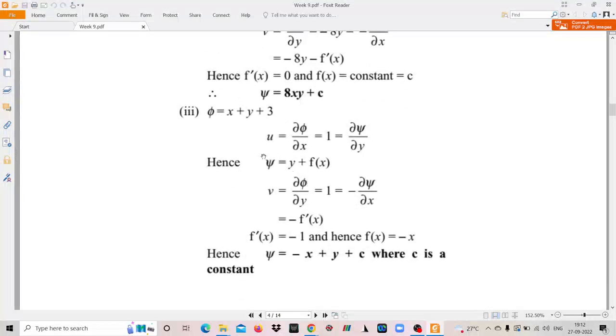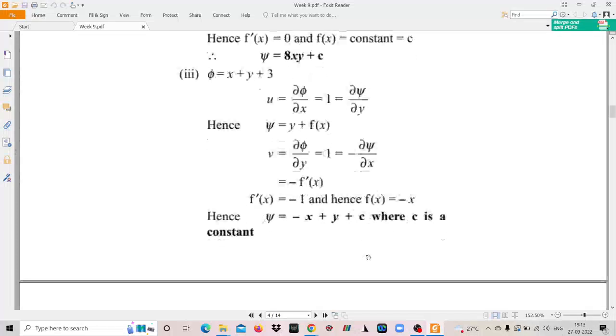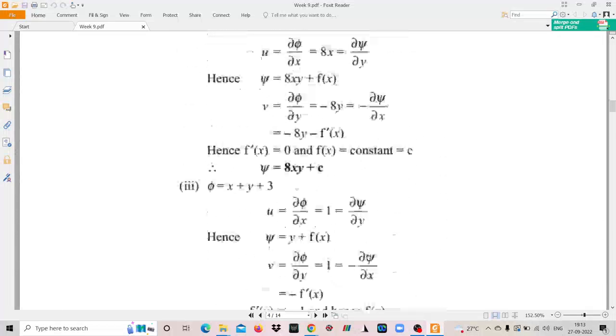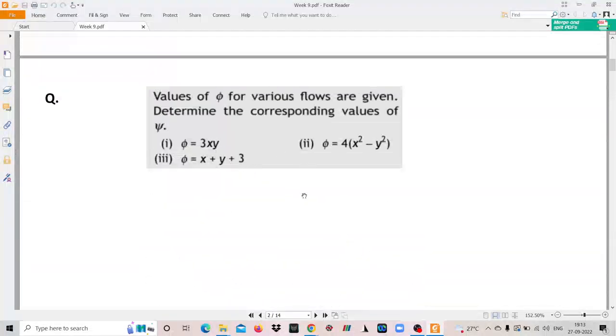Similarly, in the next part, phi is equal to x plus y plus 3. So u is del phi by del x, which is 1, equal to del psi by del y. So from here, psi is equal to y plus some function of x. V is del phi by del y, which is also 1, which is equal to minus of del psi by del x. So psi will be minus of x. So minus x plus y plus c is the value of psi. And similarly, these are the three problems.